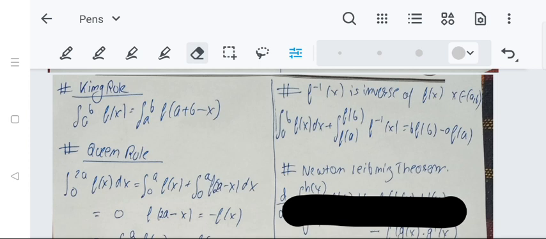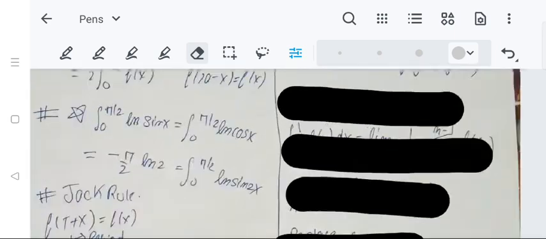Now if f inverse x is the inverse of the function f(x), where x belongs to a to b, then the integral of a to b of f(x) plus the integral of f(a) to f(b) of f inverse x is b times f(b) minus a times f(a). This is a very much used property. King's property is very much used, Queen's property is very much used, and this is very much used.